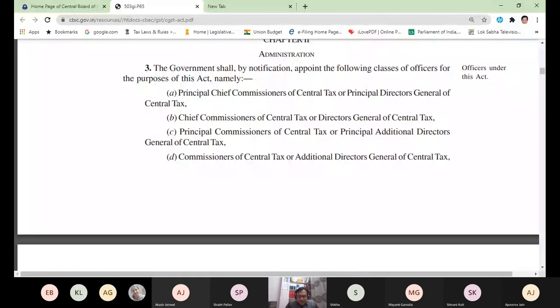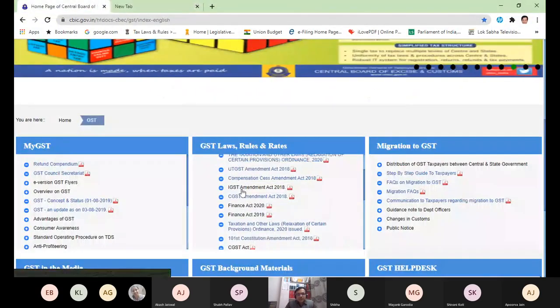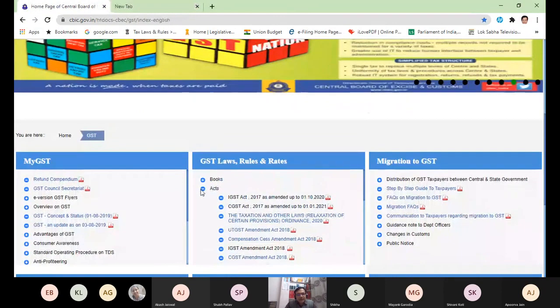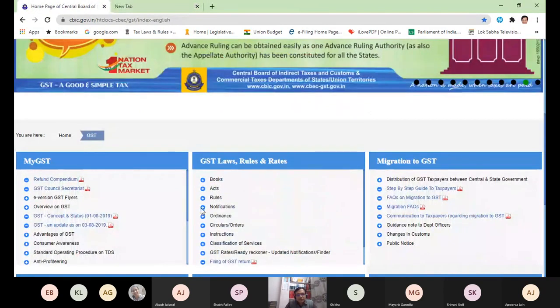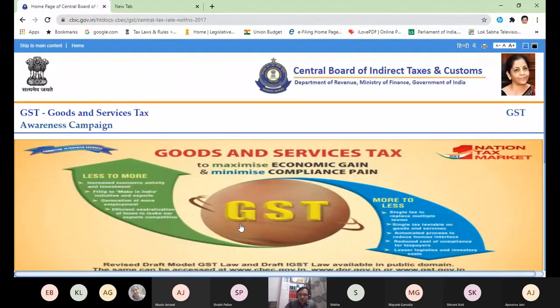Section 9 subsection 3 says that the government will notify some goods and some services, and when those are supplied, the tax will be paid on reverse charge basis. So I need to show you the notification. Let me show you the notification also. It deals with section 9.3 and 9.4, 5.3 and 5.4, central tax rate.